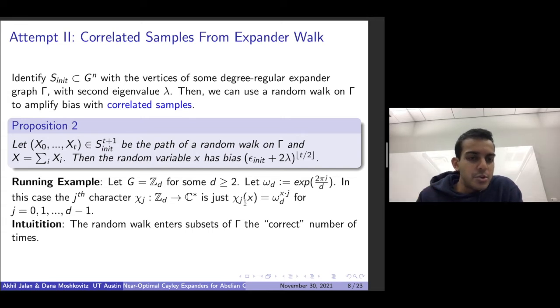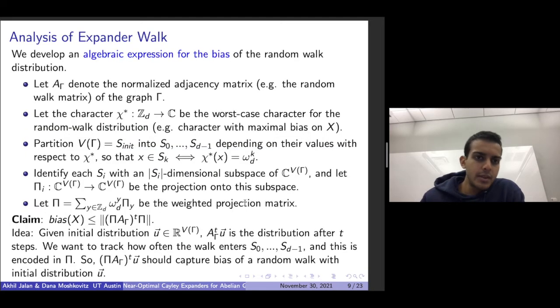And now our intuition for why the random walk should shrink the bias of our initial set is because the random walk will sort of enter subsets of the graph in a balanced way. And therefore, the distribution will be more even than whatever the initial distribution was. So let's formalize this. We're going to need a lot of notation to develop an algebraic expression for the bias. So first, let's fix an adjacency matrix for gamma. We'll call it A gamma.